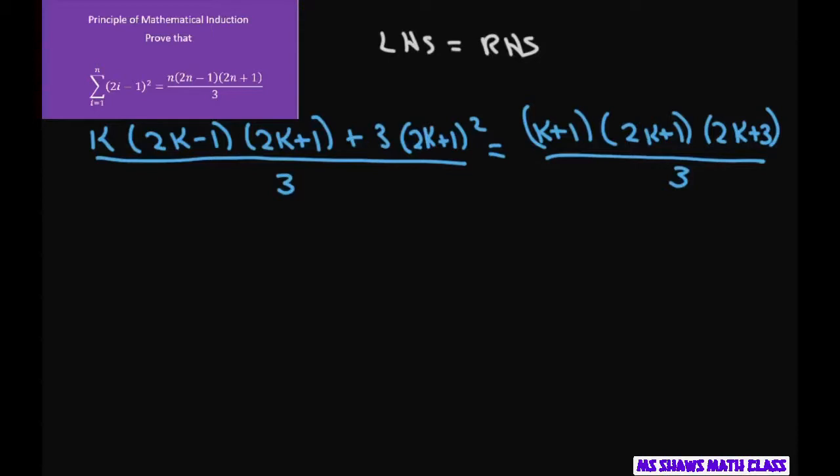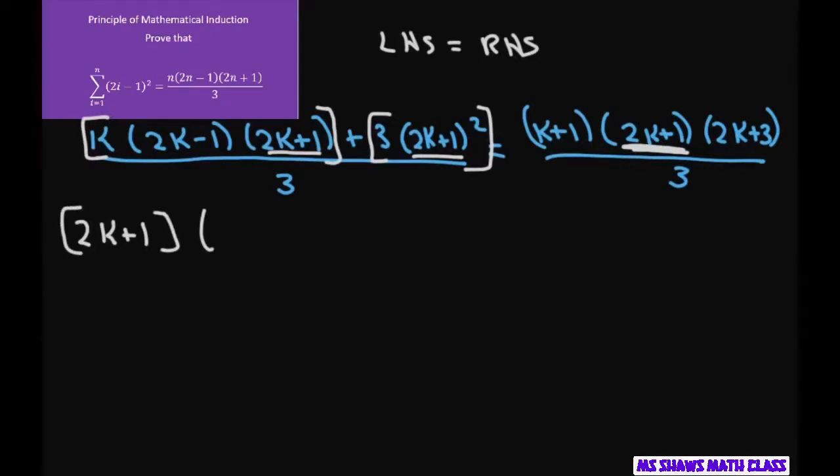Okay, but anyway, we have a 2k plus 1 here. And we have one here and one here. So I'm taking these as two different terms here. And I'm going to factor out a 2k plus 1. So I get a 2k plus 1. And if I factor that out, I'm left with, on this part, k times 2k minus 1. And for this part, I'm left with 3 times 2k plus 1, because I'm factoring out this 2k plus 1.